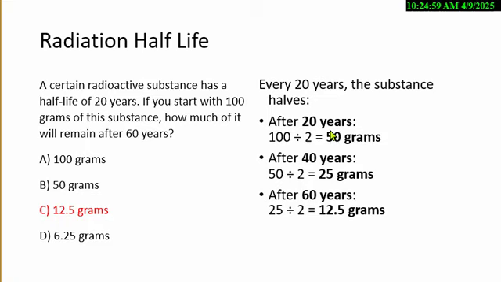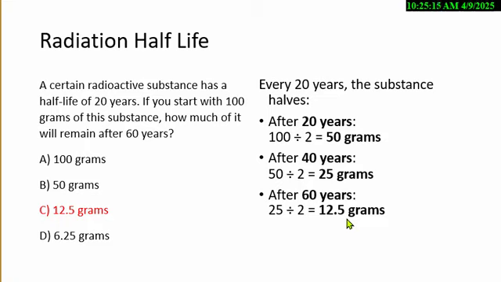So I just do it like this. I draw it out, and we just do half-lives. After 20 years, you got 50 grams. Another half-life would be to 40 years. We have 25 grams. After 60 years, we got 12.5. That's an easy way to do it.